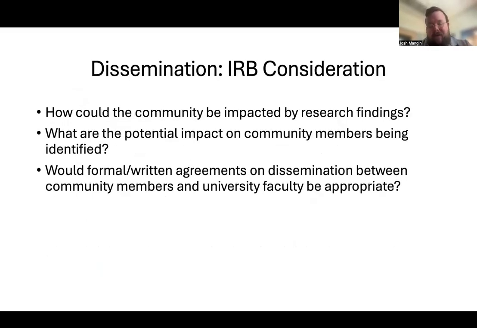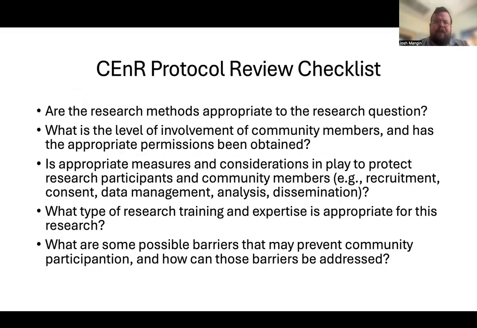And finally, or not finally, but I also want you to consider too, the dissemination process. So this is unique. I think this type of research is really focusing on how the community could be impacted by the research findings. What is the potential impact on community members being identified? And then would formal, written agreements on dissemination between community members and university affiliated researchers be appropriate?